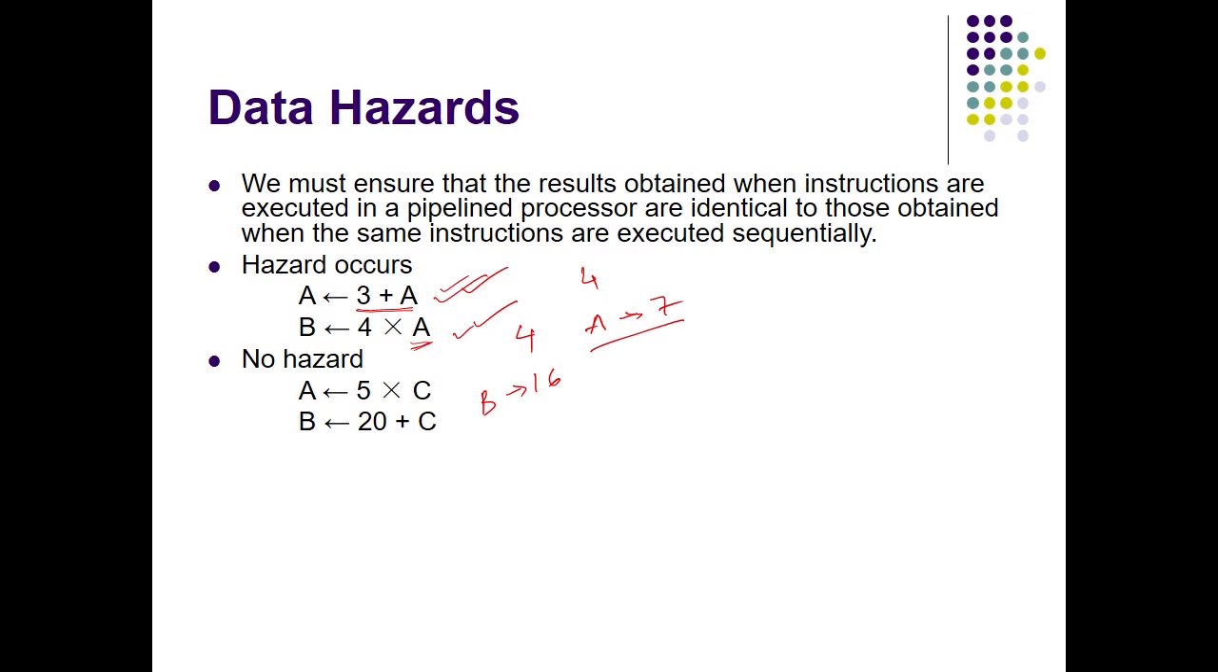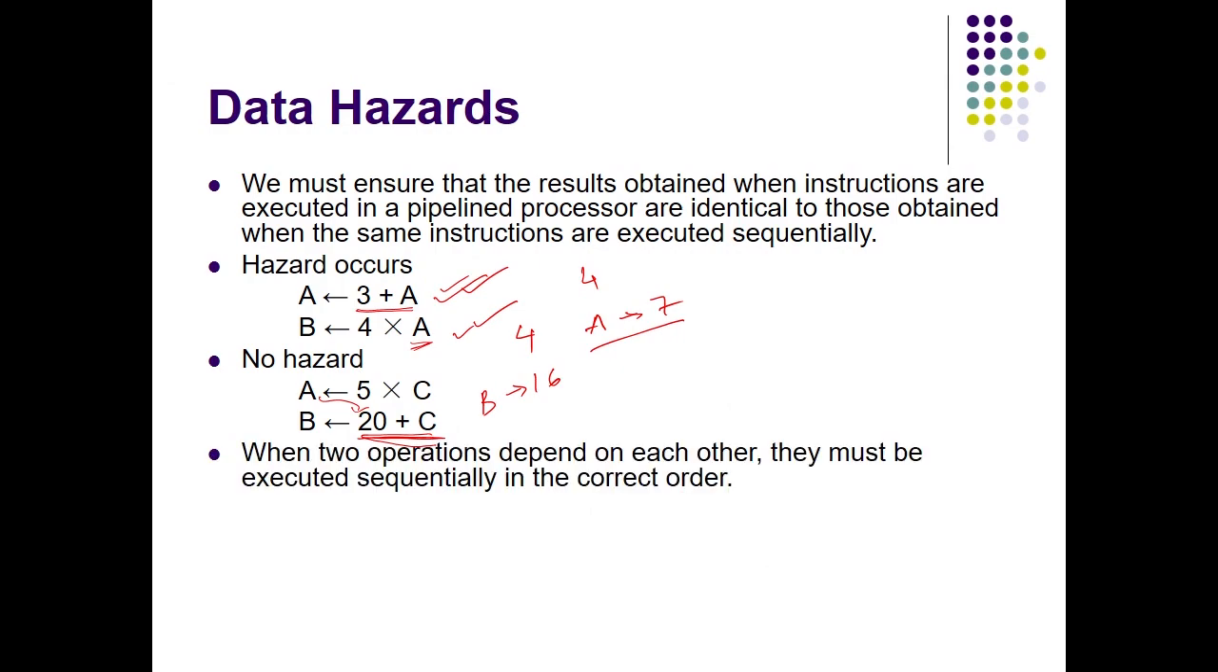So, but this is a different scenario. Here there is no link in the operand. So, A is not here. Then this operation can go smoothly. When two operations depend on each other, they must be executed sequentially in the correct order. So, A should be allowed first and then only B will be allowed.